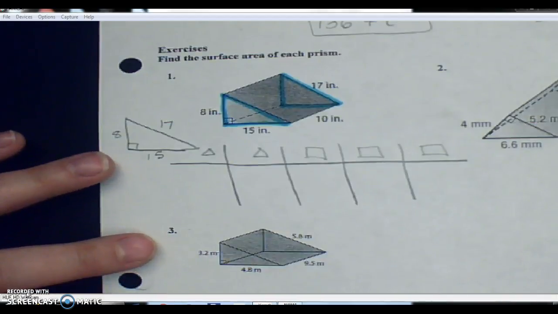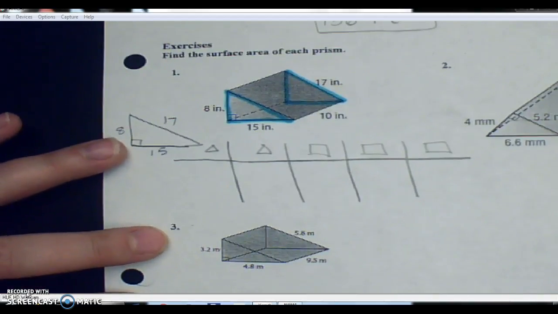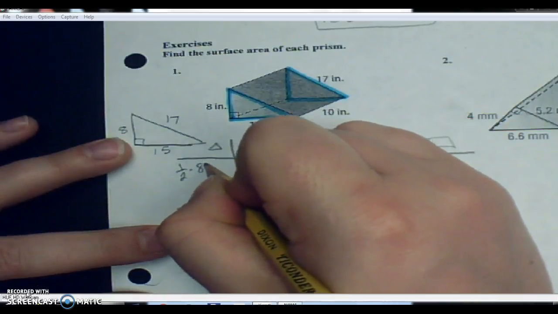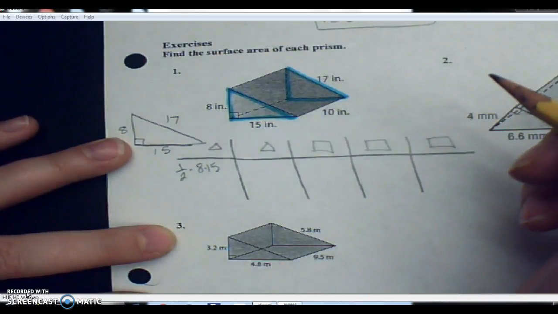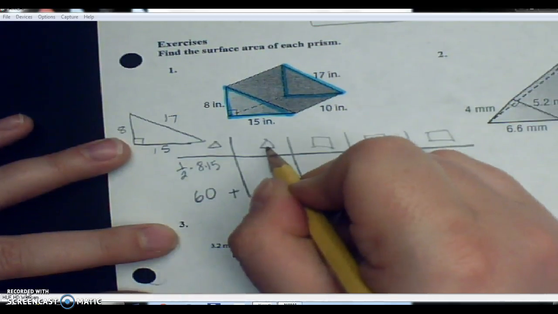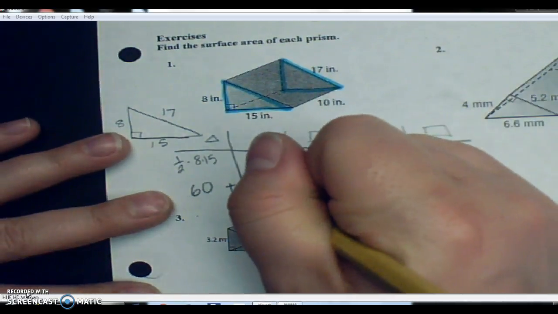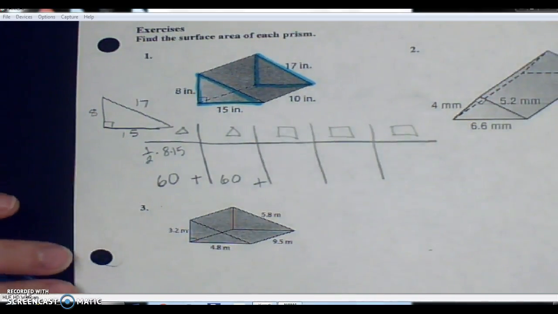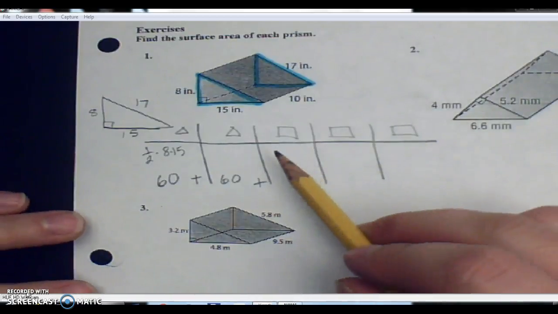So to find the area of my triangle, 1/2 base times height. So 1/2 times 8 times 15, and that's going to give me 60. Remember that second triangle, that's the easiest one to fill in because it's the exact same thing as the first triangle. Plus, what is the dimension that now goes in each rectangle?